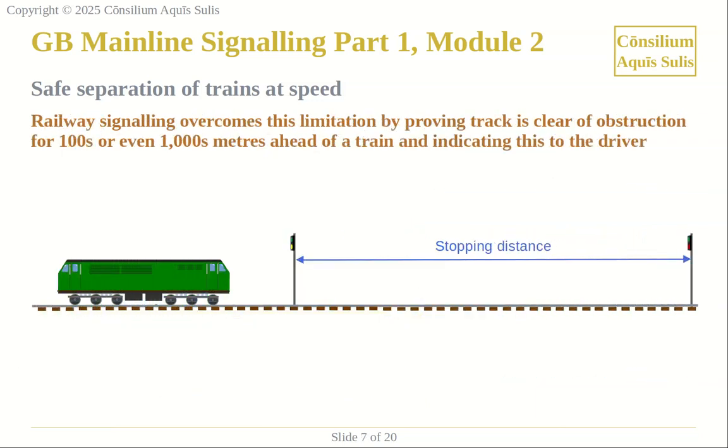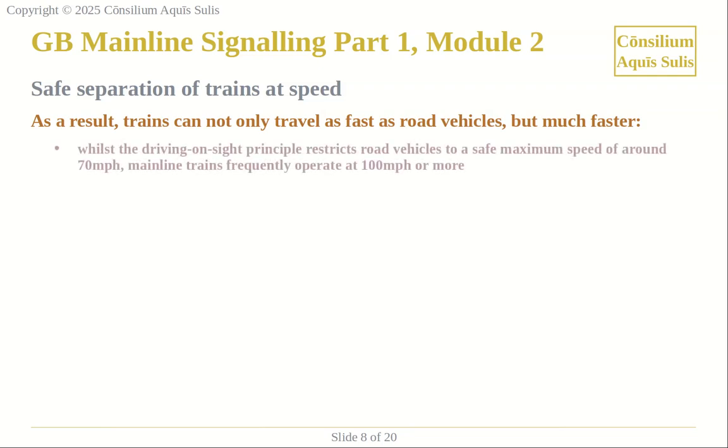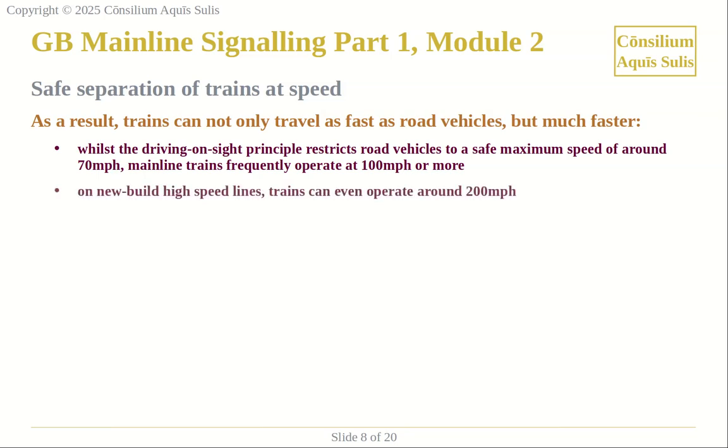Signalling overcomes this limitation by proving that track is clear of obstruction for hundreds or even thousands of metres ahead of the train and indicating this to the driver, so that drivers can drive their trains at high speed, confident that they have enough distance to stop if they need to. And this not only enables trains to travel as fast as road vehicles, but in fact much faster. Whereas road vehicles remain limited to around 70 miles an hour by the drive on-sight principle, mainline trains frequently operate at 100 miles an hour or more, and there are even many new build high-speed lines where trains can operate at around 200 miles an hour, all thanks to railway signalling.